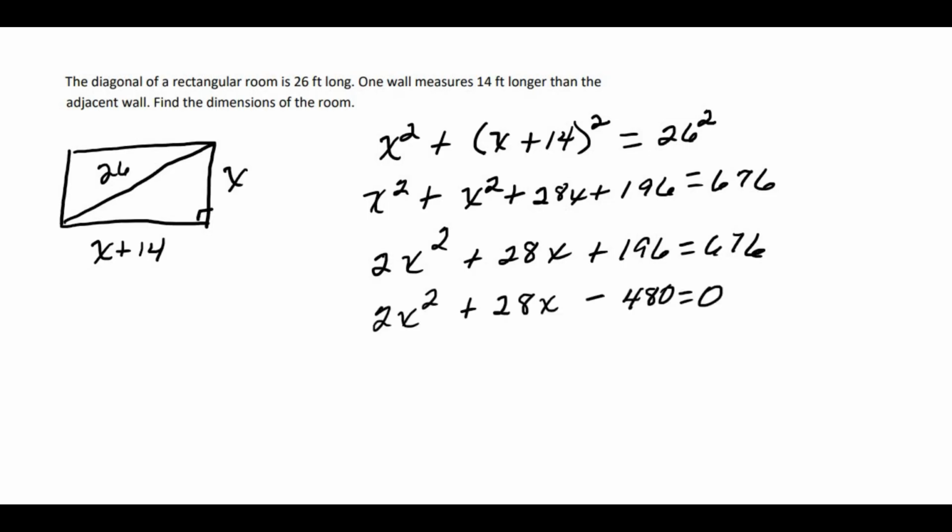Now I have my quadratic. I have it set equal to 0. I can either try to factor or use the quadratic formula, but I notice that all of my terms here are divisible by 2, so I'm going to divide this whole equation by 2. So I have now a simple quadratic. My leading coefficient is 1. Again, I can try to factor this or use the quadratic formula, and I'm going to factor.